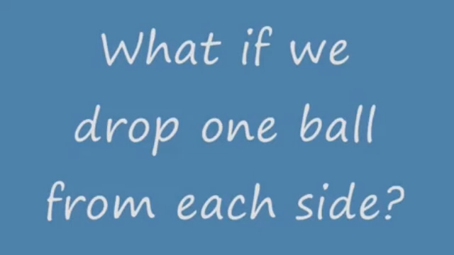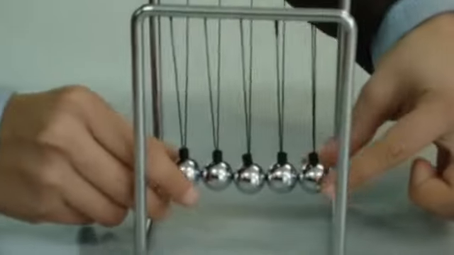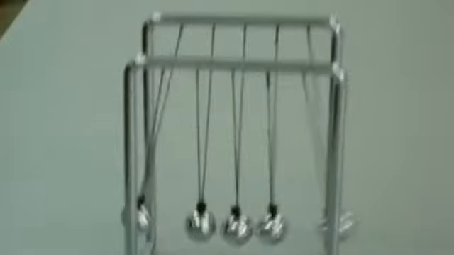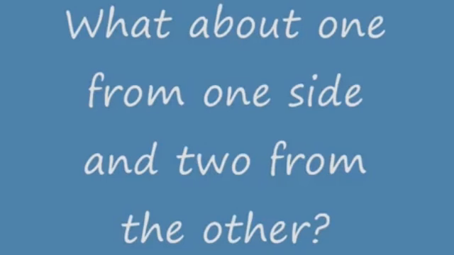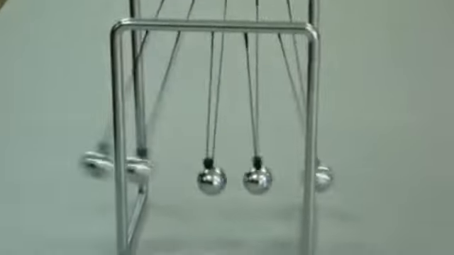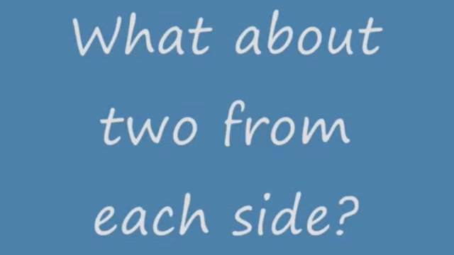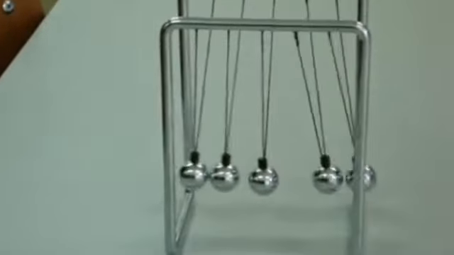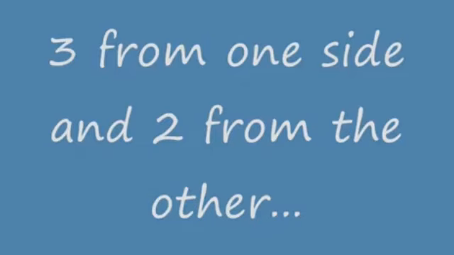What if we drop one ball from each side? It is also conserved. What about one from one side and two from the other? Yes, here also we can see the momentum is conserved. What about two from each side? Here also we can see the momentum is conserved.